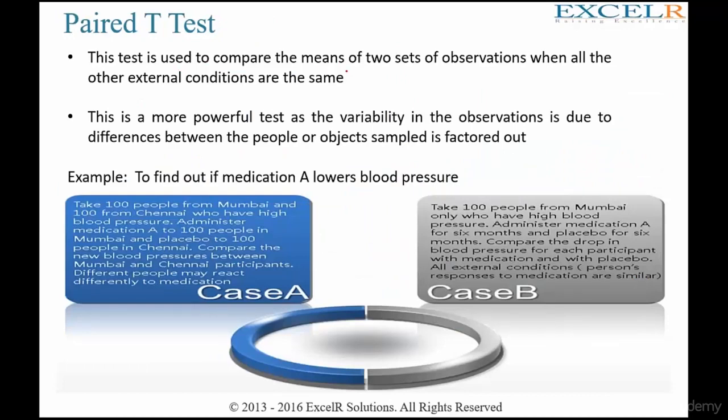This test is used to compare the means of two sets of observations when all the other external conditions are the same. This is a more powerful test as the variability in the observations due to differences between the people or objects sampled is factored out, right? So normally in the previous example wherein we had full interest rate waiver and Christmas promotion, we had different set of people here. But if you had the same set of people, the variability is removed. Variation because of differences in these people.